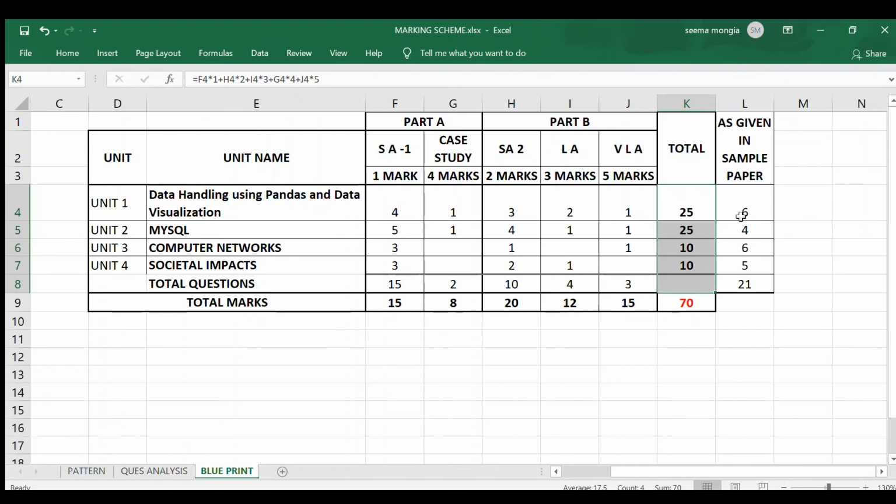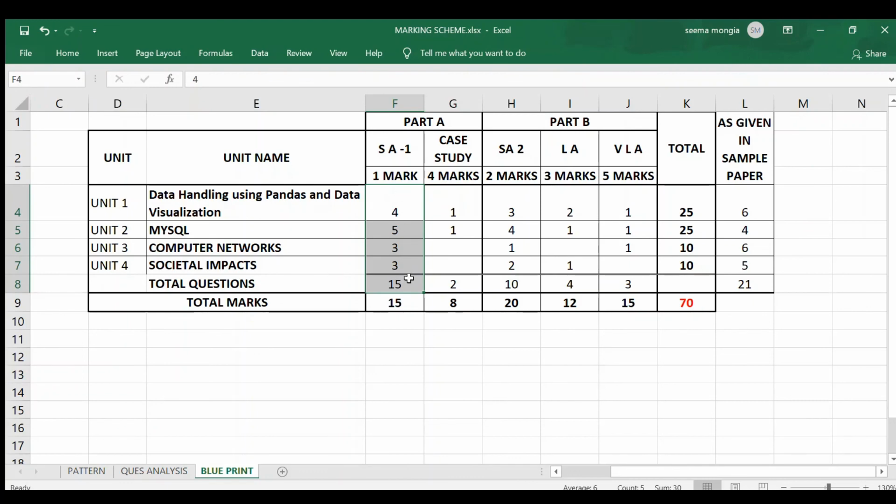As per the sample paper released by the CBSE, there are 6 questions from pandas and data visualization of 1 mark each in part A, section 1. There are 4 questions of MySQL of 1 mark each, which otherwise have a scope of 5 marks. There are 6 questions from computer networks, which otherwise has a scope of only 3 marks. And from the last unit, societal impacts, 5 questions are given as per the CBSE sample paper, but the scope is only 3 marks. Because these additional 6 marks are coming here, that is why I am saying this portion is flexible.